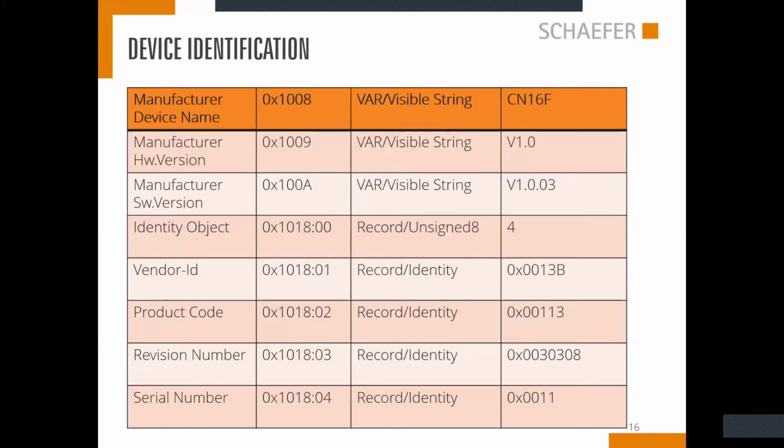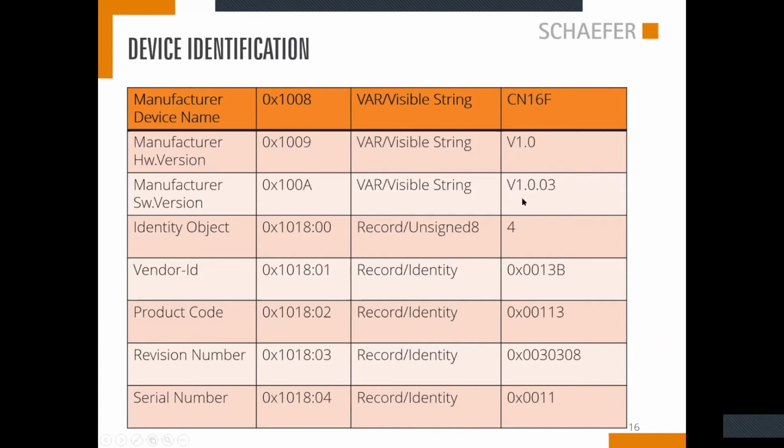So let's go on to the basic definition of what is being used in our products. Each of our products has these objects defined so that someone who's doing some lift maintenance can get to know what kind of product it is and how they can go further. So we always have a manufacturer device name, so that's the name of our product. For example, it's CN16F, so that's a CAN node with 16 IOs. F means it's not thick. We also define the hardware version of it.